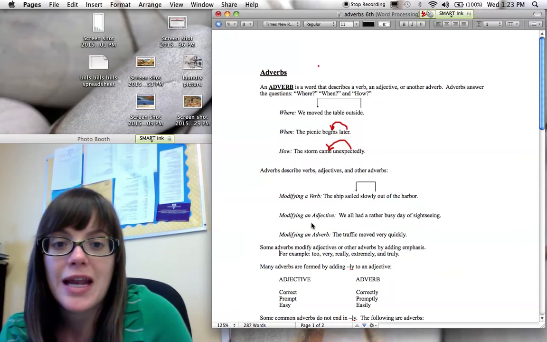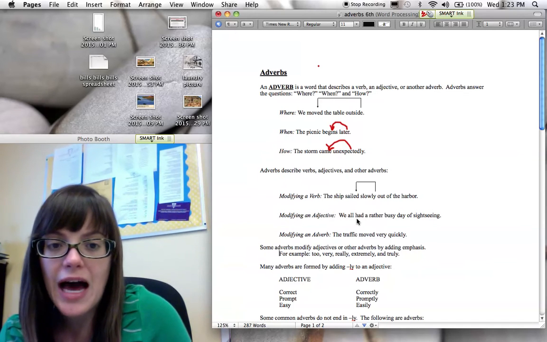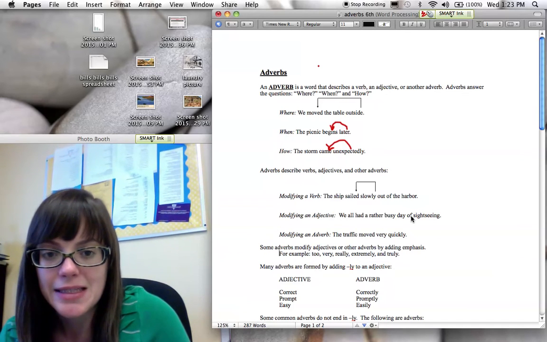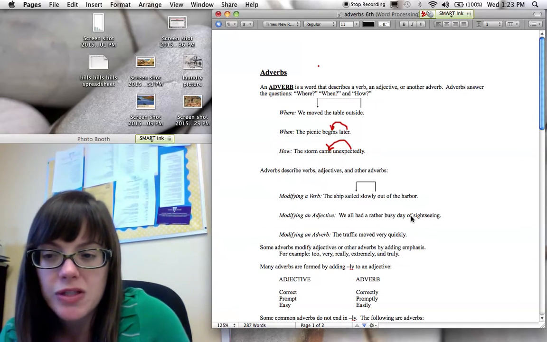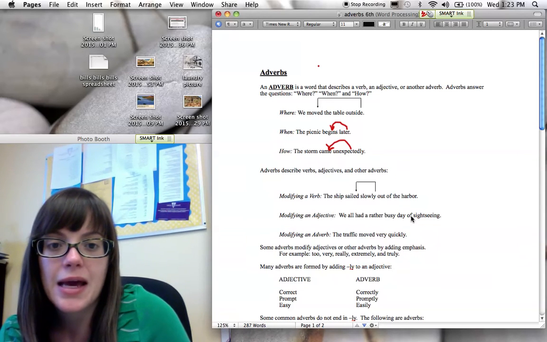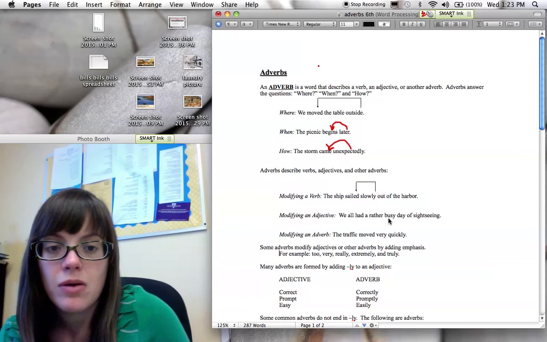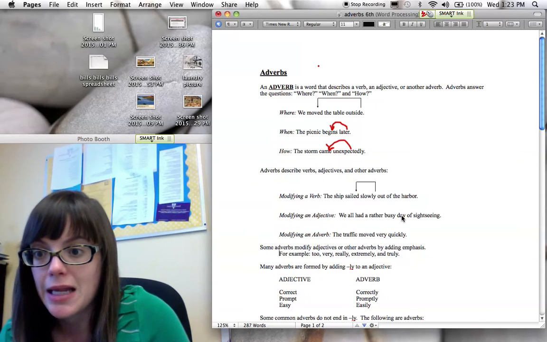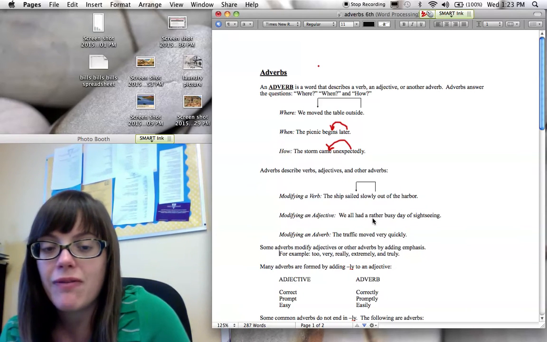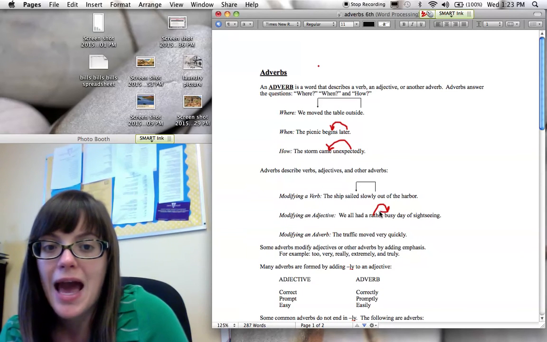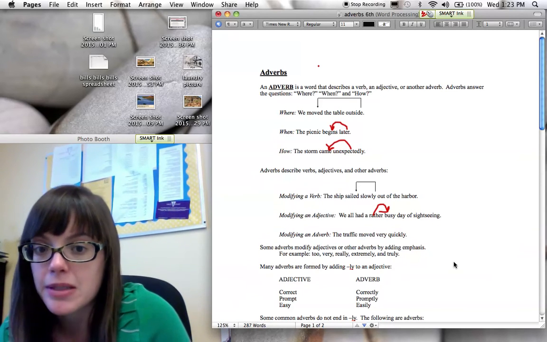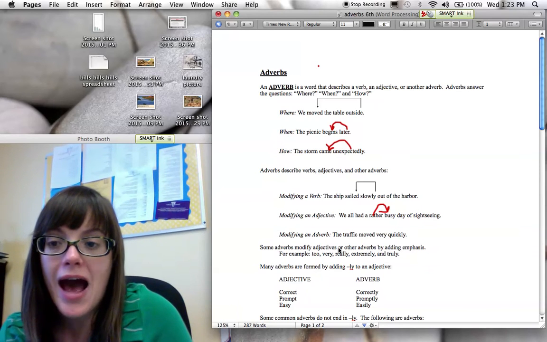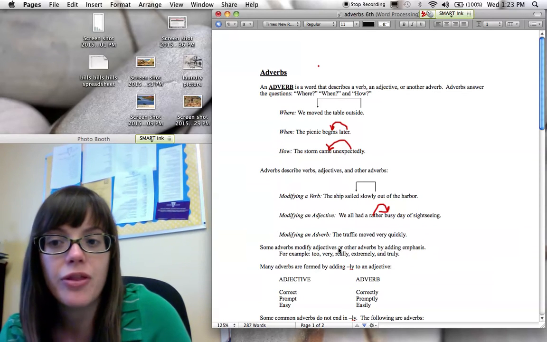Let's look at modifying an adjective. We all had a rather busy day of sightseeing. So the first thing we want to do is find our adjective. Okay, so I see an adjective, busy, which is telling me what kind of day it is. It's a busy day. All right, and then I have this word rather, which is going to be my adverb that's telling me how busy it was. It was rather busy.